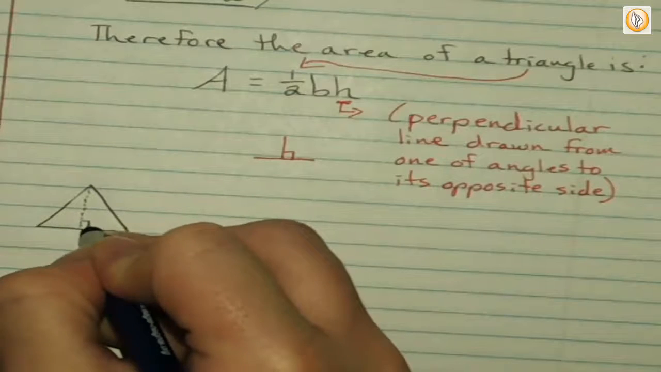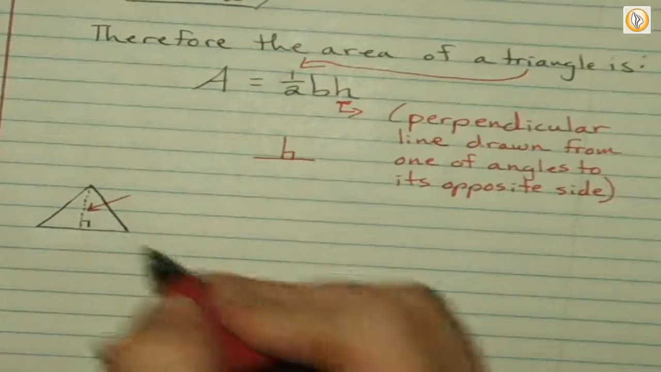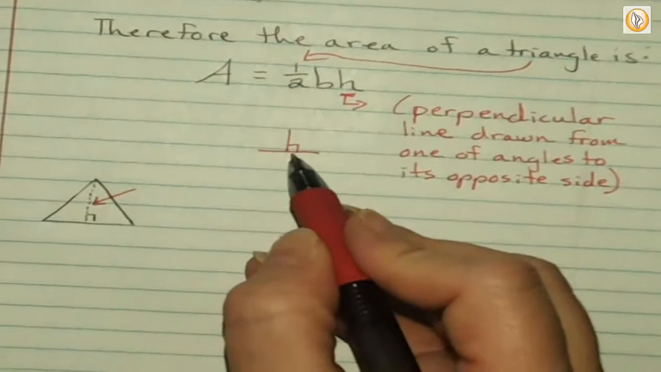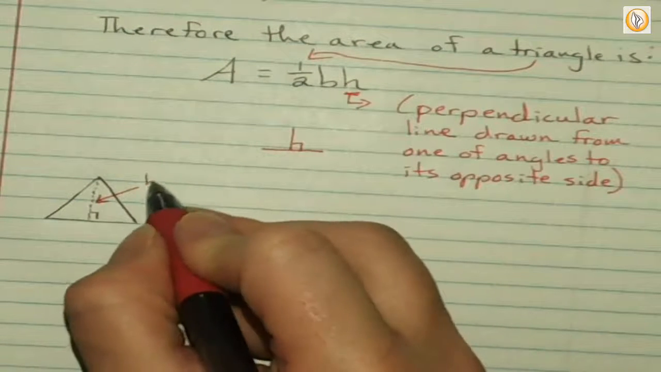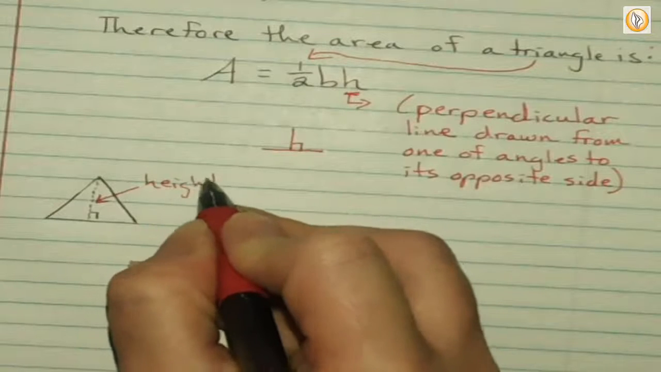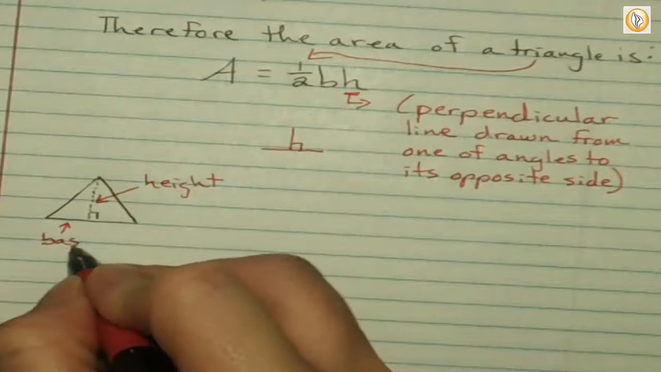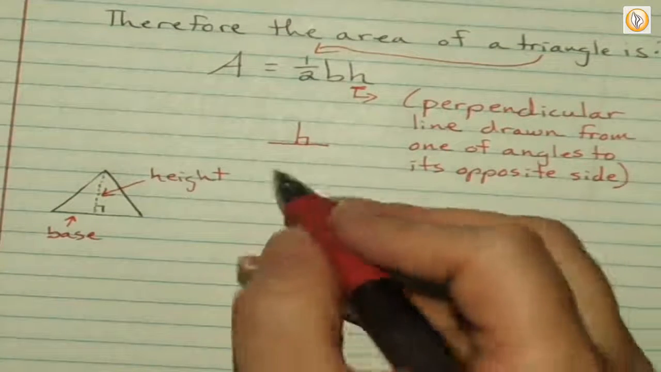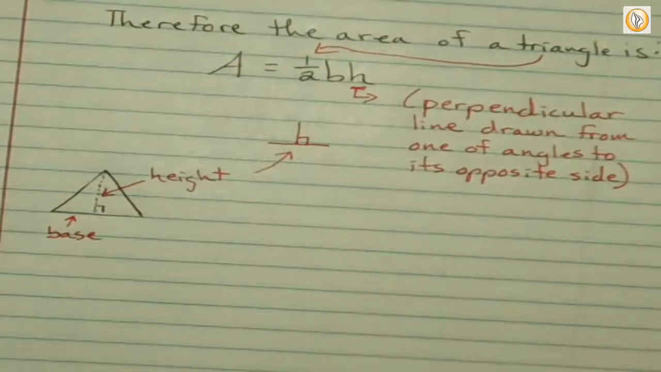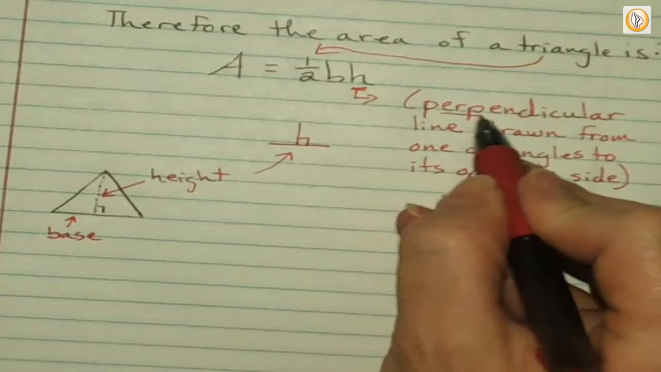Don't forget, notice that all of these are perpendicular. You have the little box. It's perpendicular. That is your height. This is your base. Okay? Your base and your height are perpendicular. That's the key word.